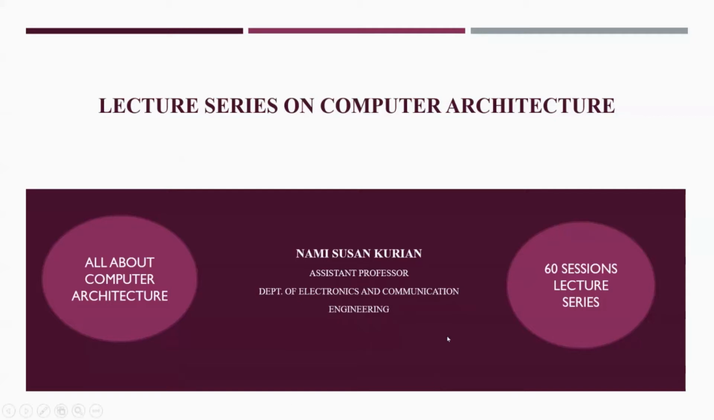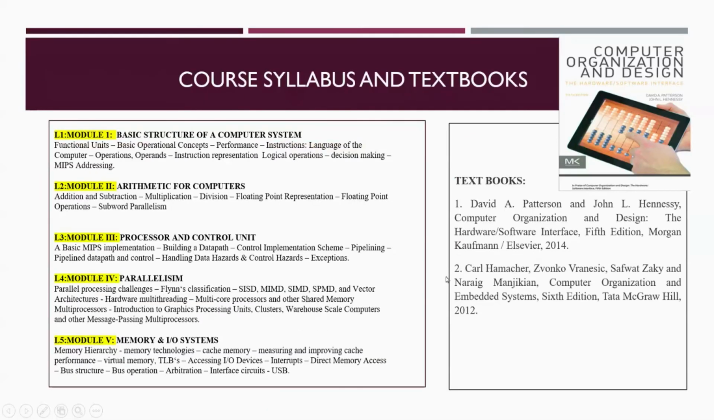Now we'll see how this lecture series is divided into 60 sessions. I said this is a lecture series of 60 sessions, and it is divided into five different modules. Module 1 is the basic structure of a computer system, where you will study the basic concepts of a computer, what the components of a computer are, how a computer functions, and what operations take place inside the computer. You'll also study MIPS, programming and addressing.